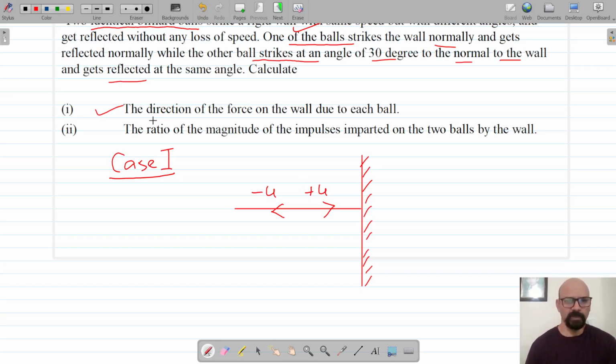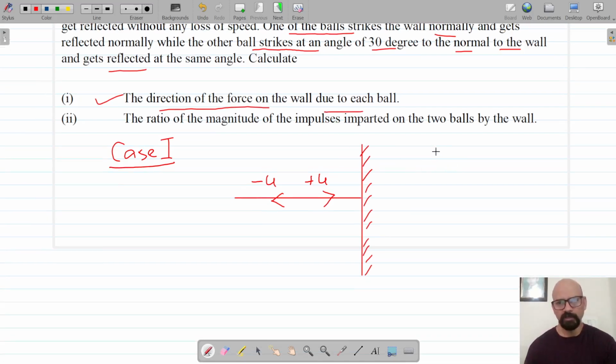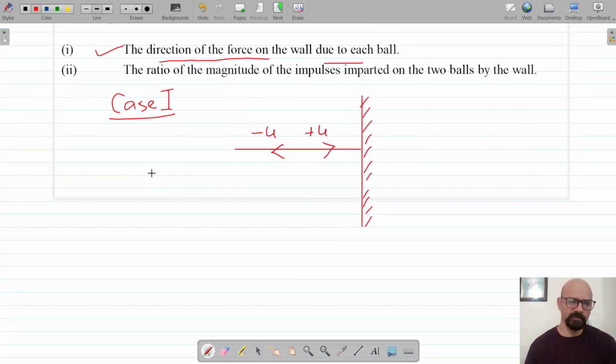Now we have to calculate the direction of force on the wall due to each ball. Here we cannot apply force is equal to mass into acceleration. We have to use the concept of impulse because the impact is for a very short time. So in this case, let's say the force is F1, and we know that the force is given by m into (v minus u), that is change in momentum, by time.